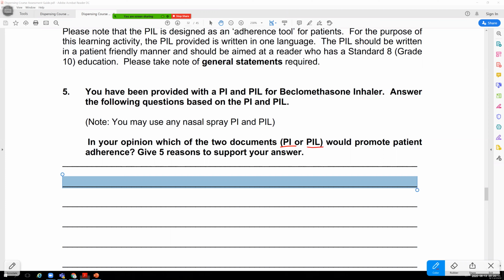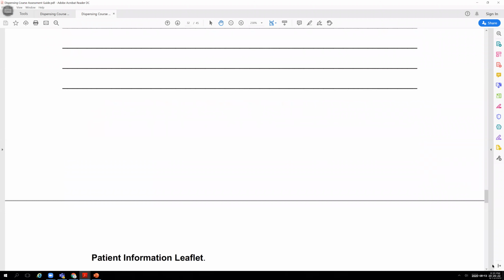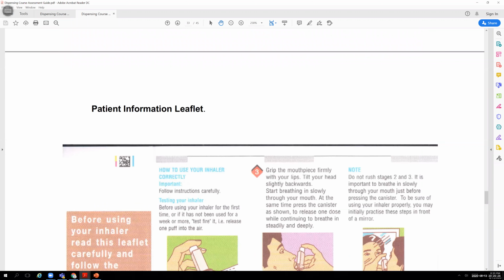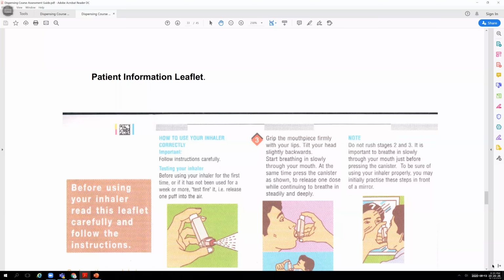But make sure that you have the depth in terms of this topic, because at the end of the day, you're going to write the final exam, and there will be a lot of questions about this particular topic. So when we say a patient information leaflet, we mean a document like this one.